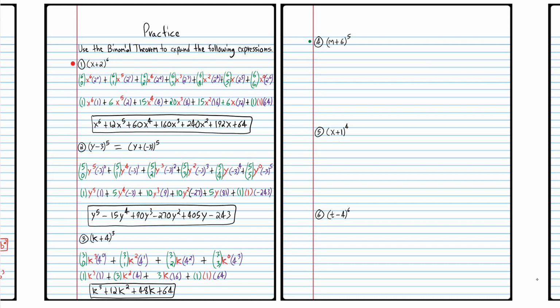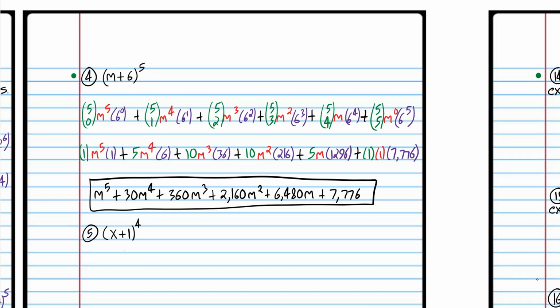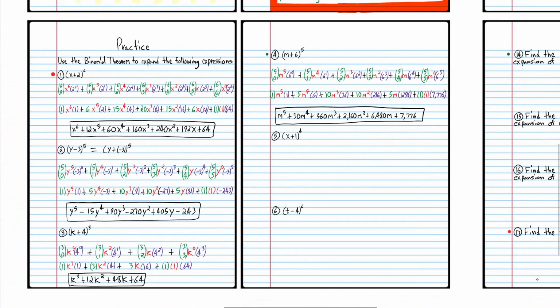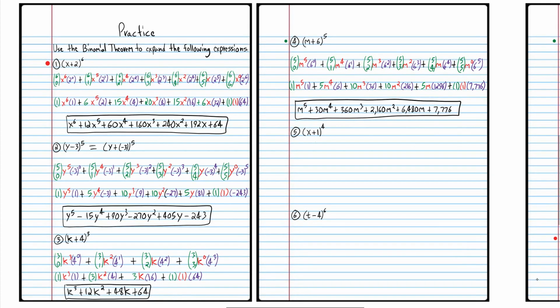Okay, we're back. So if you got that answer, excellent. So that was kind of a big one. There were a lot of terms there. I want you to try number 5. This will be a lot easier because we have 1. 1's a lot easier to deal with. Also, it's only a 4th power rather than a 5th power. So try number 5, and when you come back, we'll do it together.